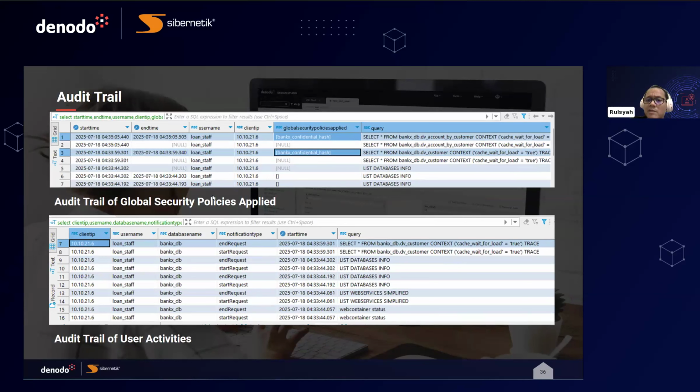The first image, the upper image, shows the audit trail of global security policies applied. You can see the list of user activities that involved queries where global security policies were triggered. And in the second image, we also have the audit trail of user activities. This logs every user action, such as request, describing table, executing query, timestamp, IP address. With all of these audit capabilities, your organization can trace back any data access, investigate suspicious activities, and ensure full control of your sensitive environments, all while staying aligned with PDP law requirements. Okay, so can we move to the demo?